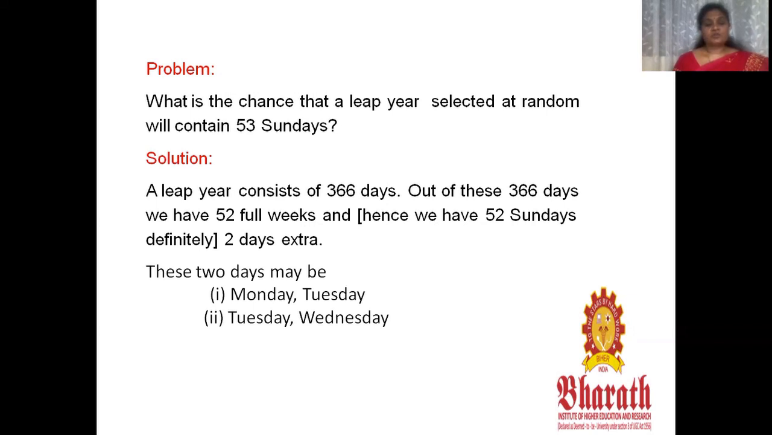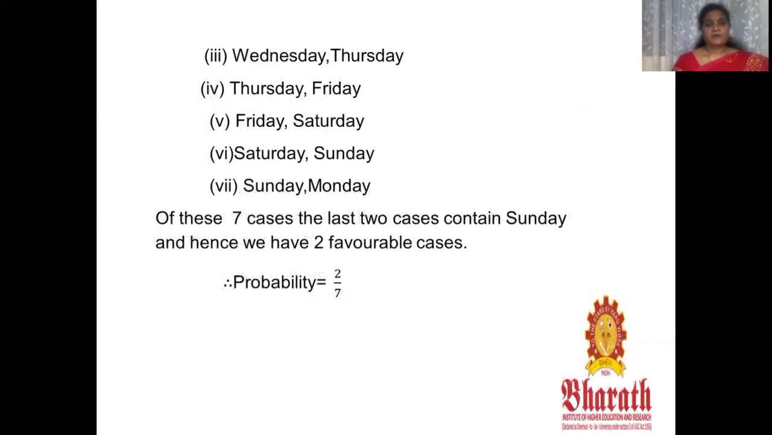So those 2 days may be a combination of Monday-Tuesday, Tuesday-Wednesday, Wednesday-Thursday, Thursday-Friday, Friday-Saturday, Saturday-Sunday, and Sunday-Monday. Out of these 7 combinations, we can see the last 2 combinations contain Sunday. Hence, we have 2 favorable cases. So the probability is equal to 2 by 7.